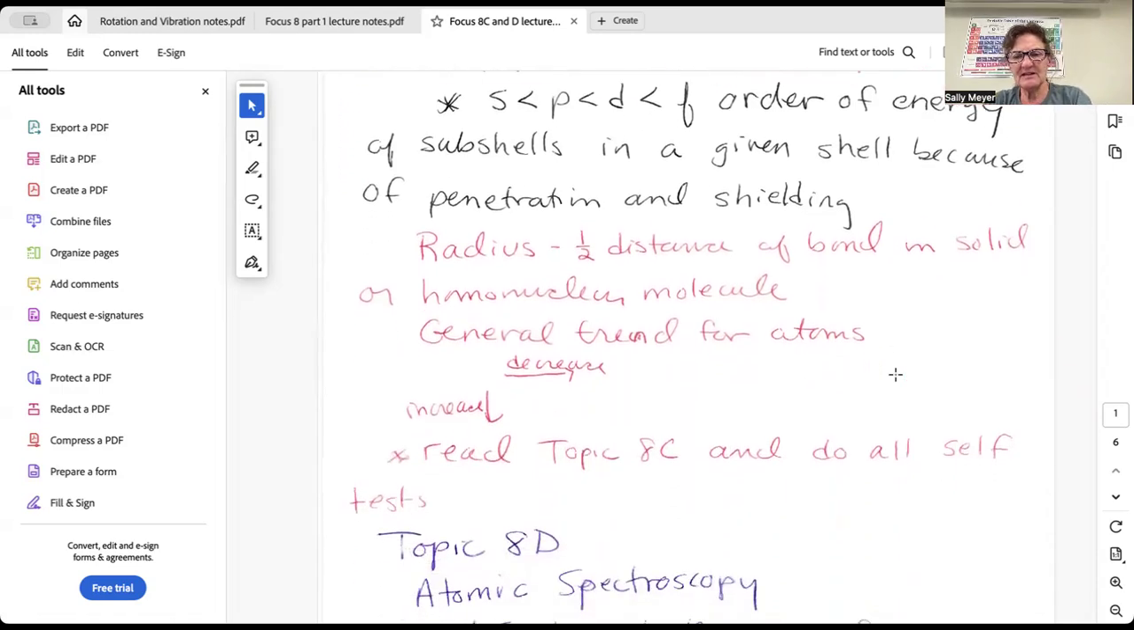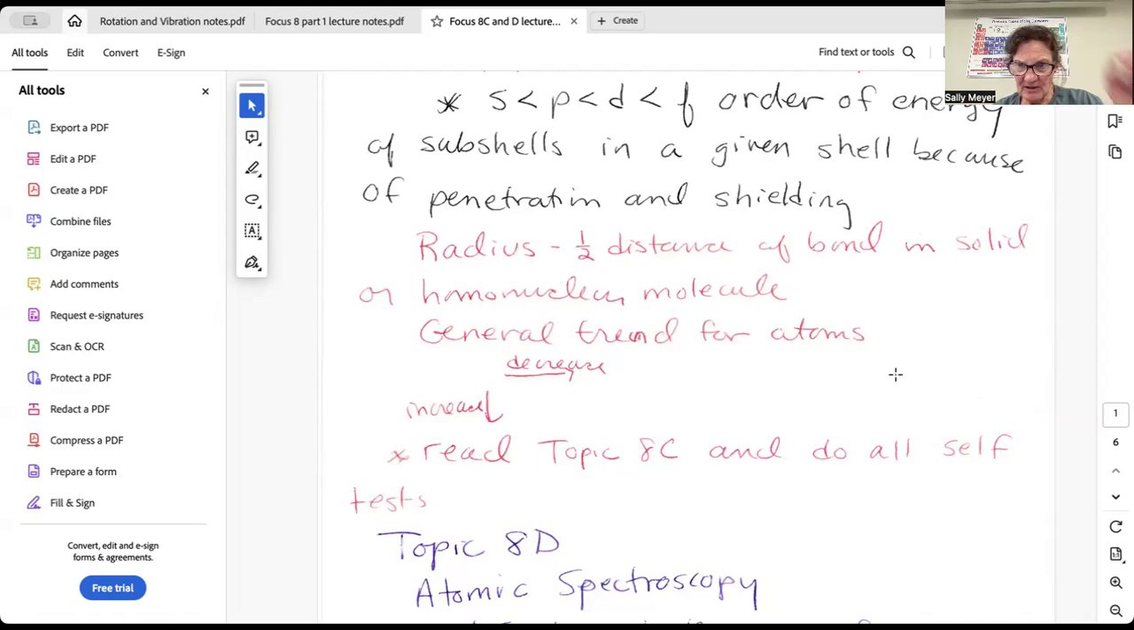So the first one, the radius, we have to think about how that's defined, given we know from quantum mechanics that an orbital truly never ends. It goes forever. At infinity, it would go to zero, a wave function, but that's a pretty far distance. And so to think about what you're defining as a radius, if you have a solid or a homonuclear molecule, 1/2 the distance of the bond would be considered the radius of that atom.